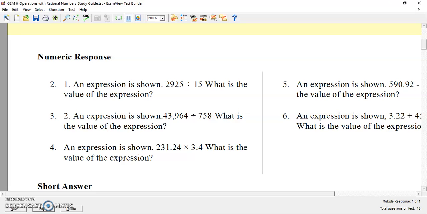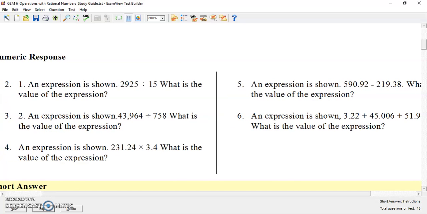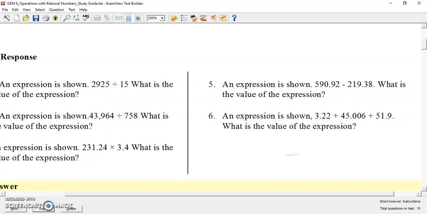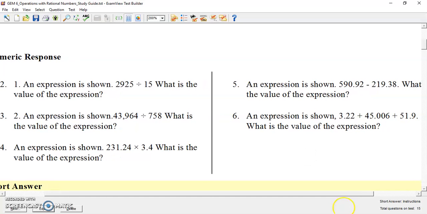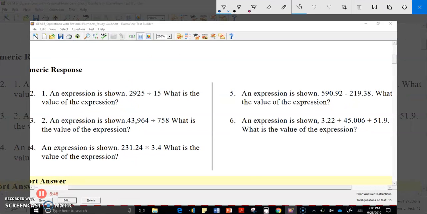Okay, we're going to go and do now numbers 4, 5, and 6. Let's do number 4 first. 231.24 times 3.4. Remember, when multiplying a decimal, you don't line up the decimals, you line up the numbers starting from the back and working your way forward.